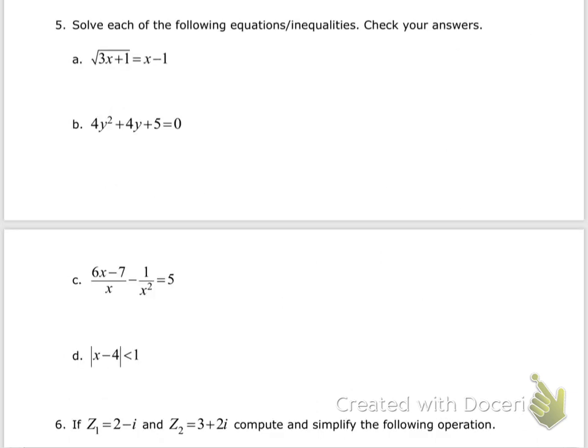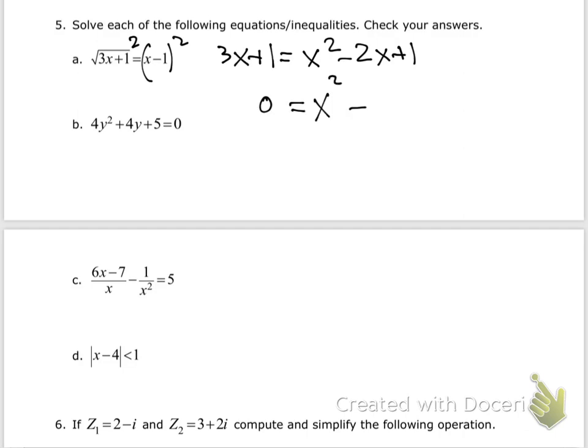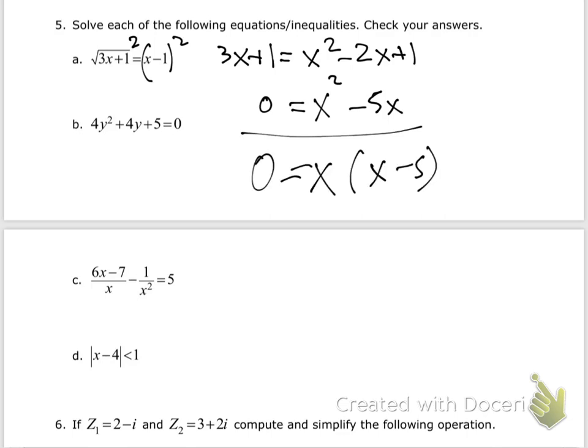Solve these. Square both sides. 3x plus 1 equals x squared minus 2x plus 1. I just squared both sides. Remember, x minus 1 times x minus 1 is a FOIL. Set everything equal to 0. So take away 3x from both sides, I get negative 5x. Take away 1 from both sides. That's what I've got. So factoring x out, I get that. So my two solutions should be 0 and 5.